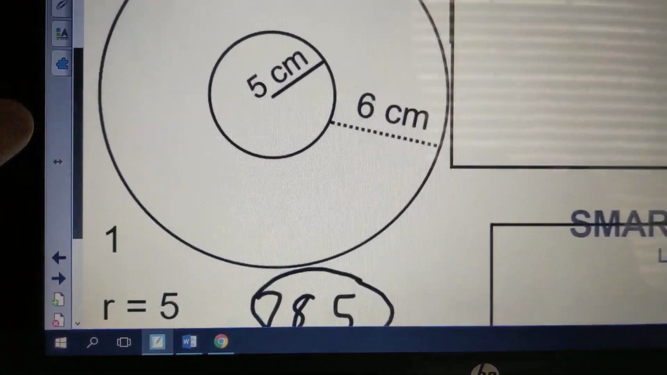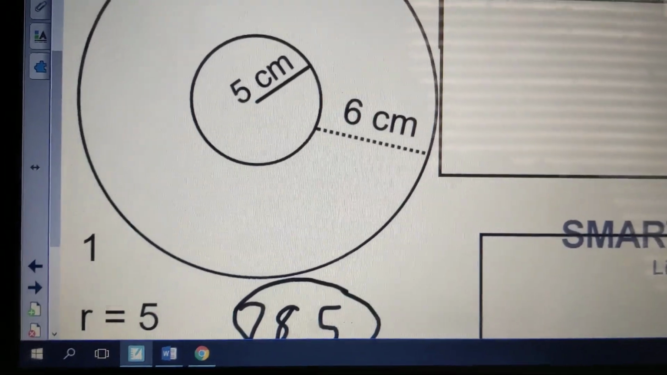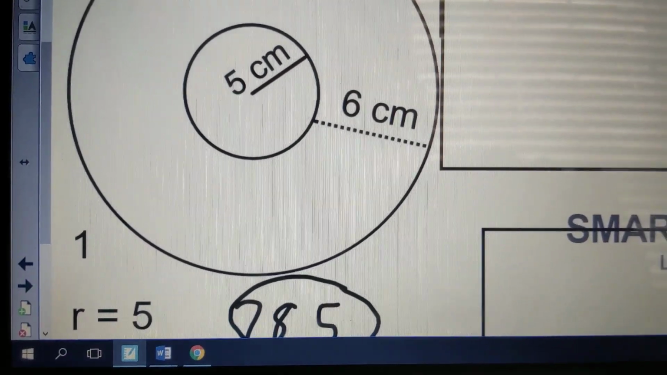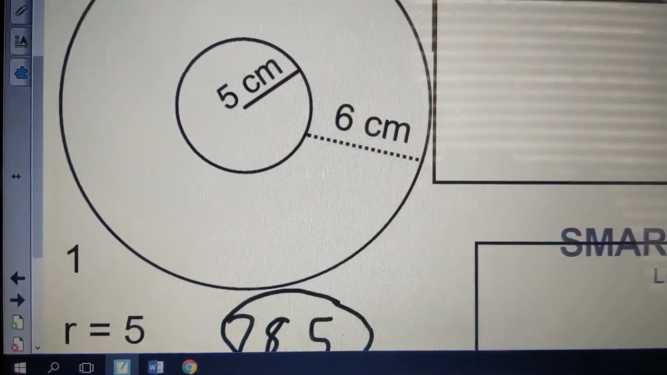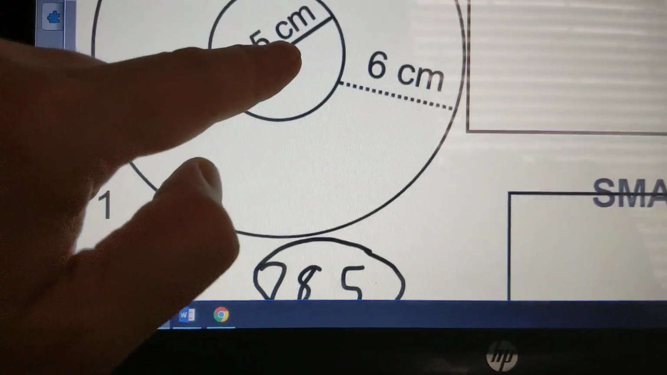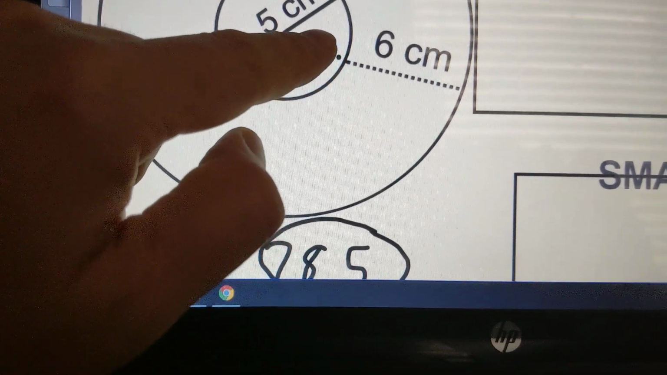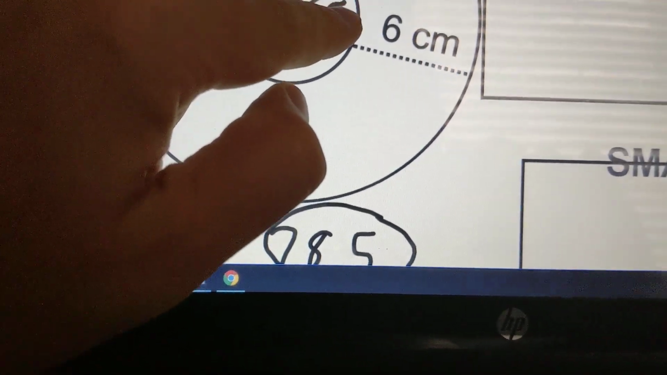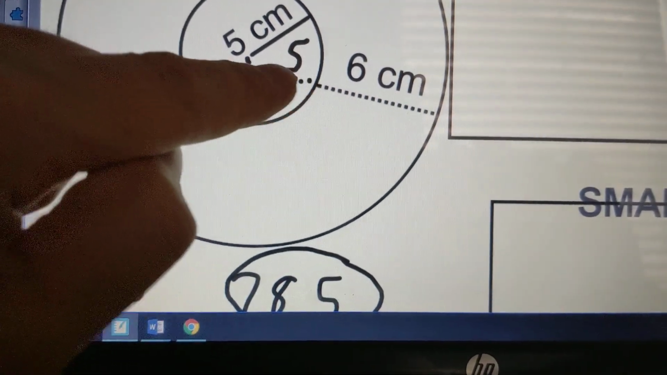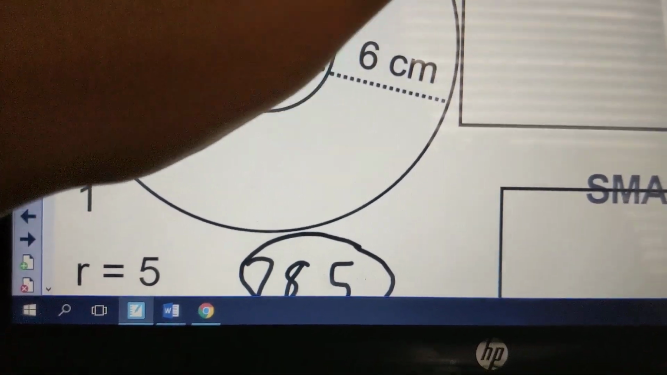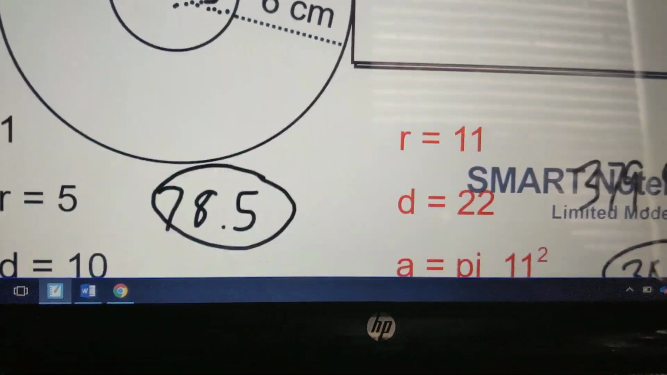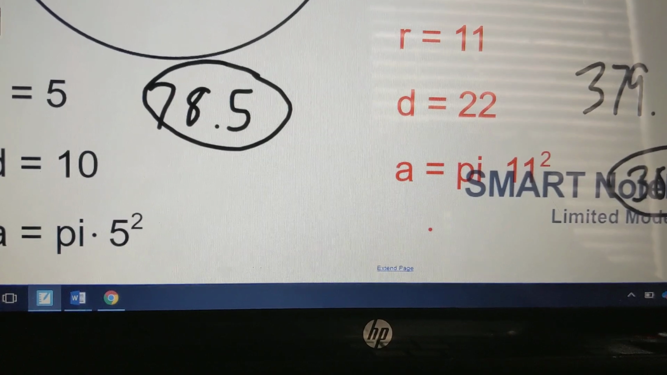Now, the second circle is a little bit trickier to figure out. I'm guessing that many people are going to say that 6 represents the radius of this larger circle. However, that larger circle's center is actually right here. So really, we know this radius is 5. The radius of the larger circle is here to here is 6, here to the center is 5. So the radius of the larger circle is actually 11, making the diameter of the larger circle 22.